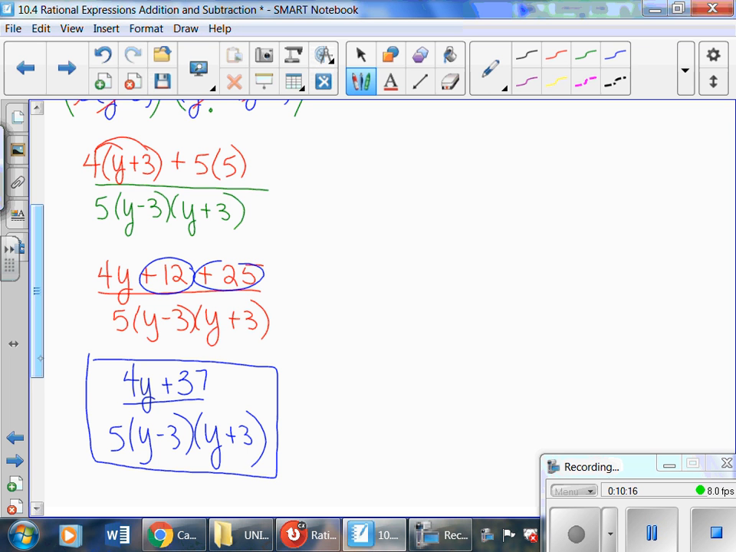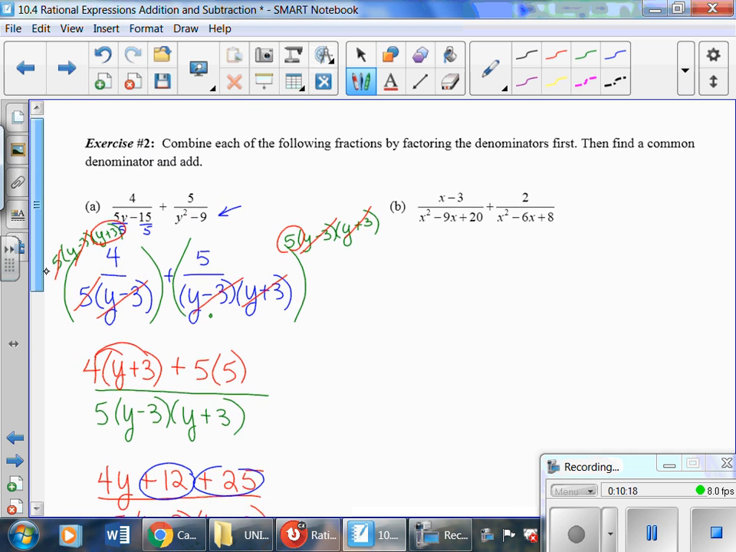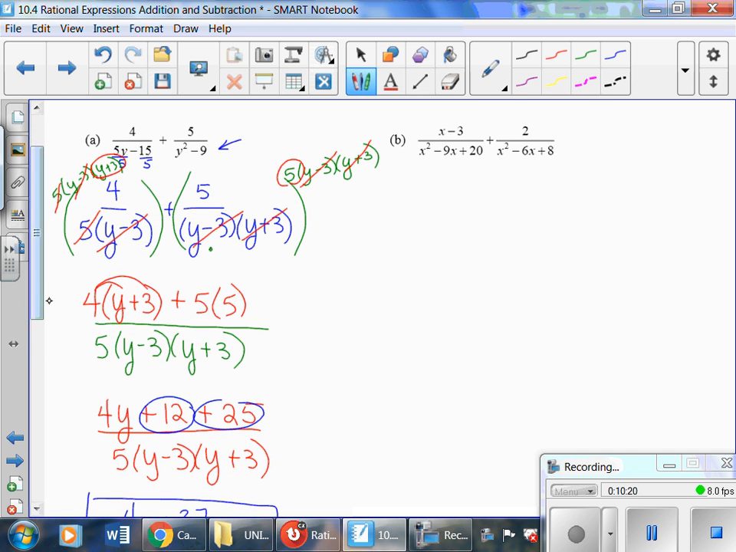So in letter B, why don't you pause the video and see if you can factor these, all right? Factor your denominators and see if you can decide what your common denominator is going to be.